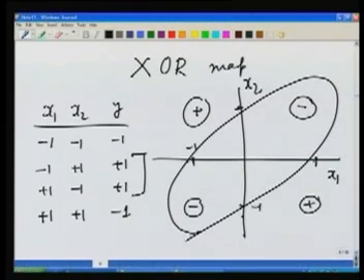So, I can create a nonlinear decision boundary that separates this class from these two classes. The minus class is separated from the plus class using a nonlinear decision boundary. So, these are called the functions which are not linearly separable.